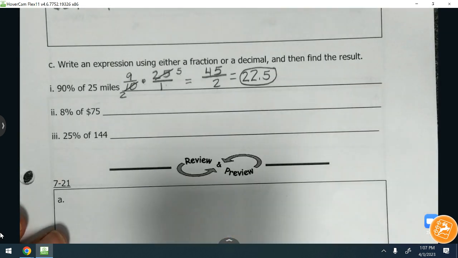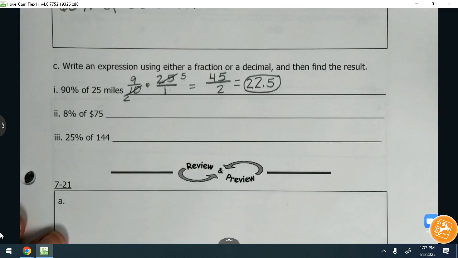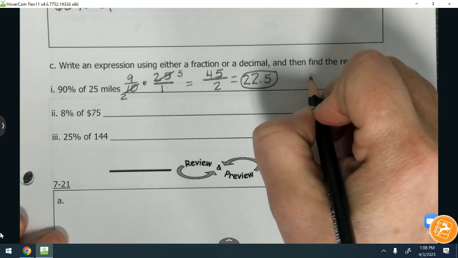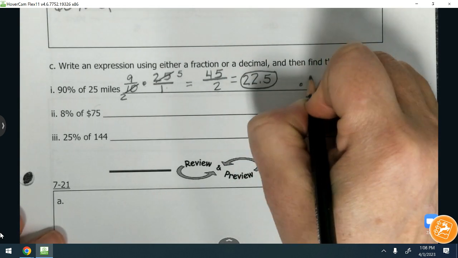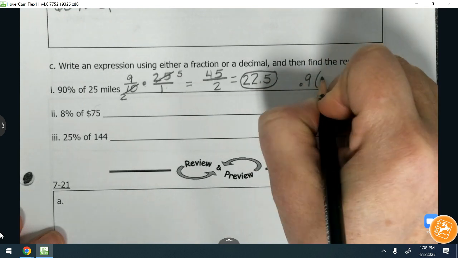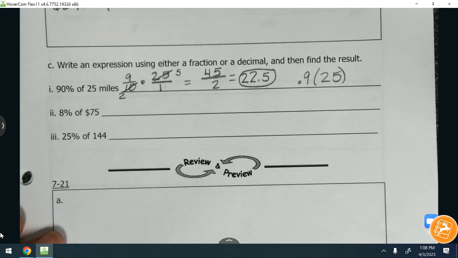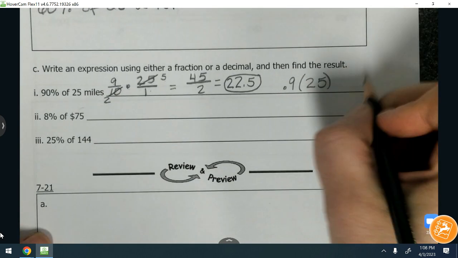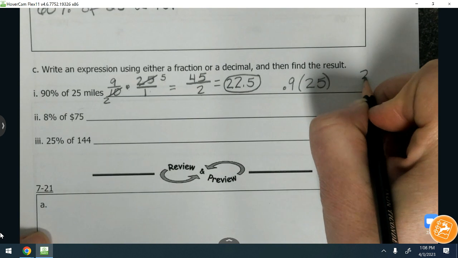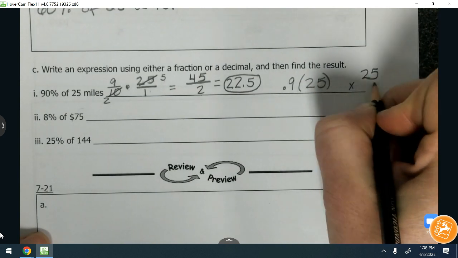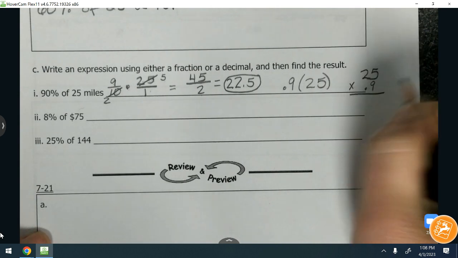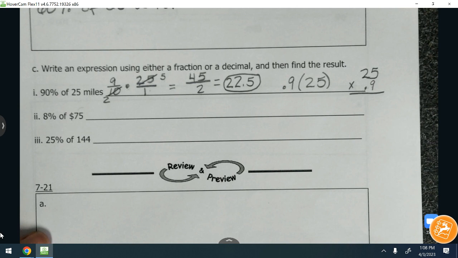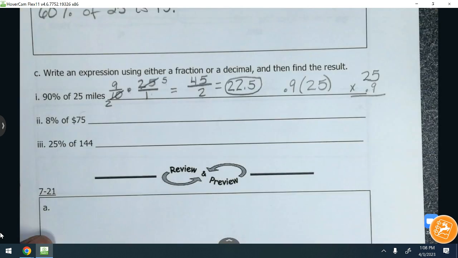If I'm a decimal person, I think that decimals are delightful, is what I said in 5th period today. Then I'm going to have 9/10 times 25. When I have it like that, I now need to multiply my fraction by my whole number. So I'm going to go ahead and do that right over here. I have 25 times 9/10. I ignore my decimal until the very end.